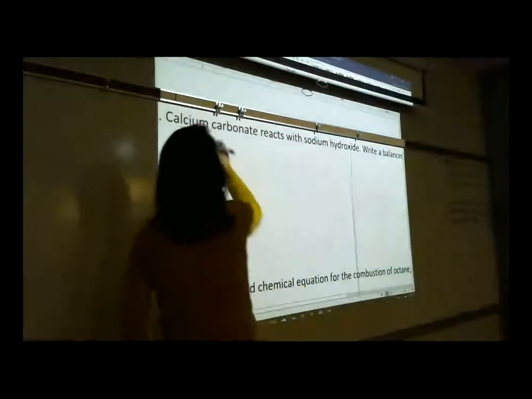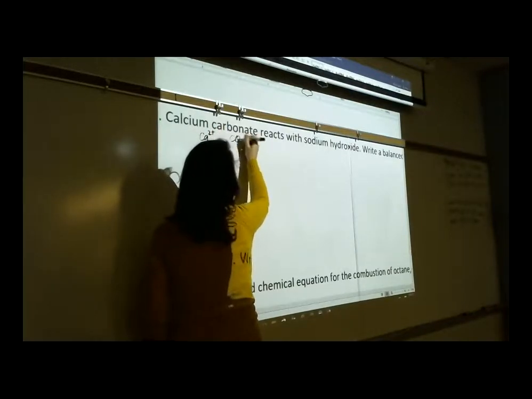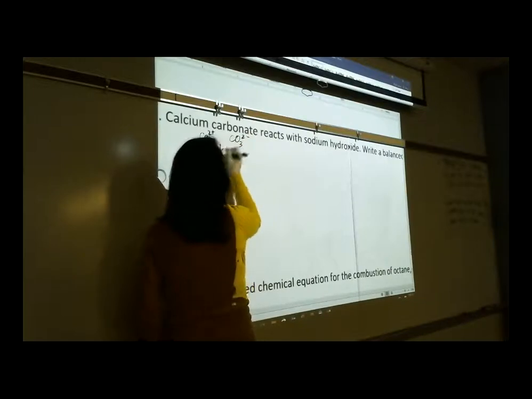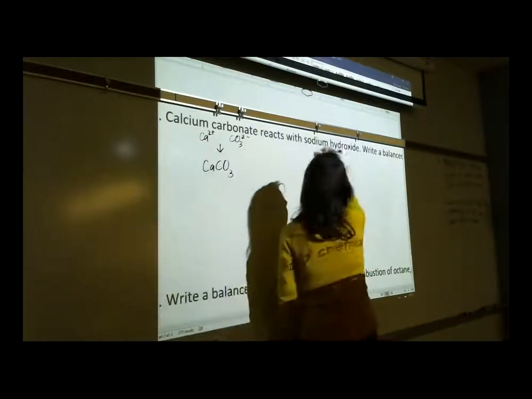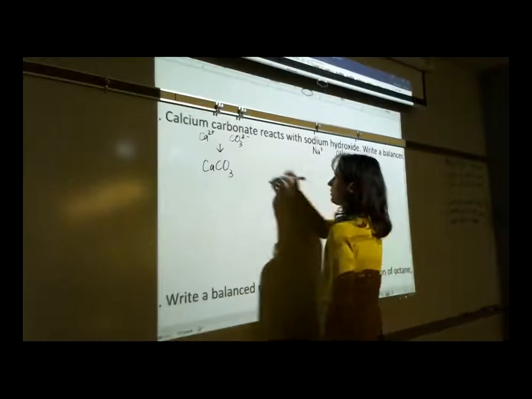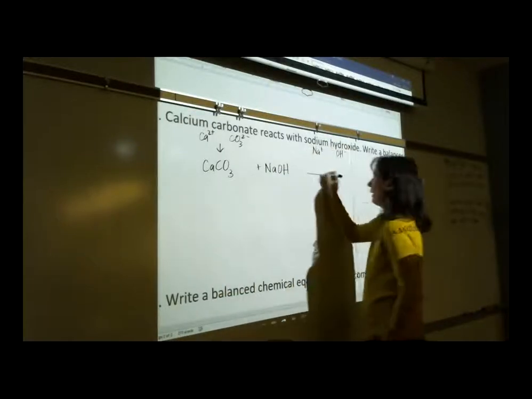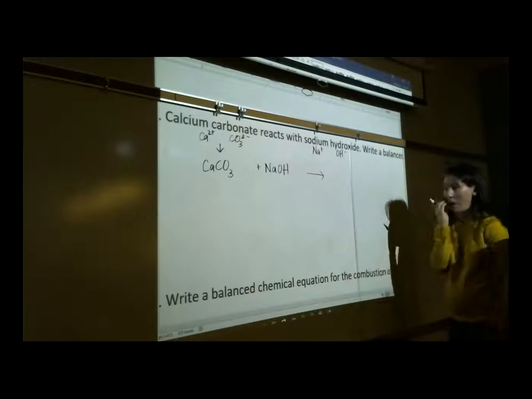Okay, calcium carbonate. So calcium is Ca2+, carbonate is CO3 2-, so this is CaCO3. And sodium hydroxide will be Na+ and OH-. Right, so that's just NaOH. What kind of reaction is this?